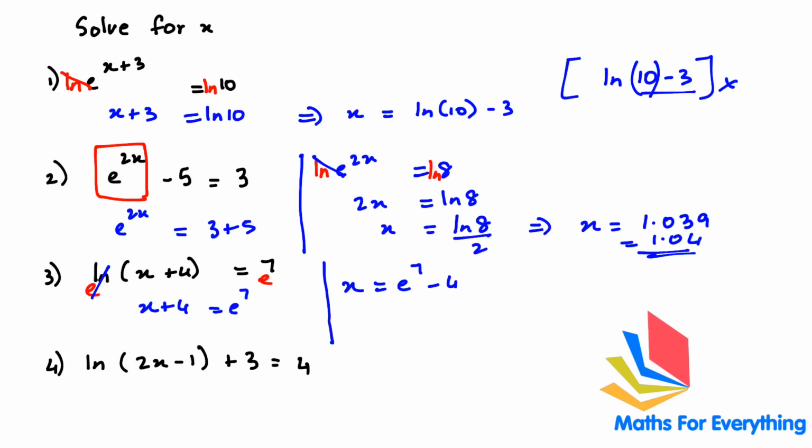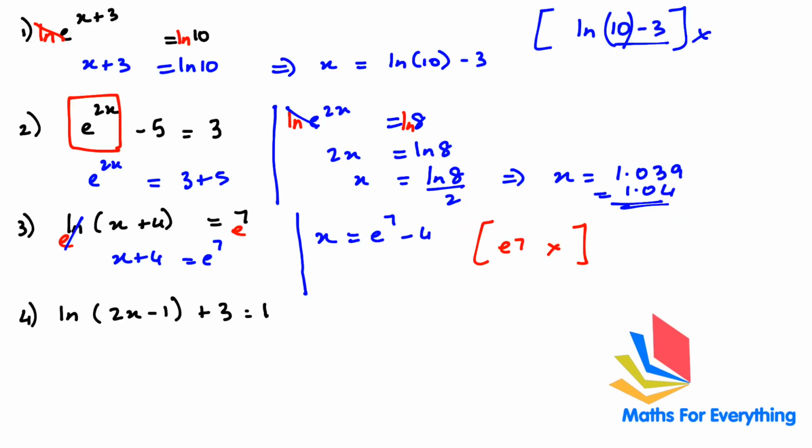Many children write like this. This is wrong. This is a different answer. You have to write 7 as a power.